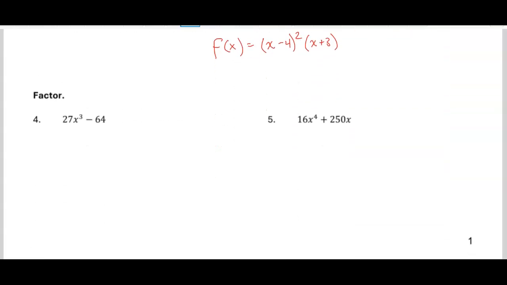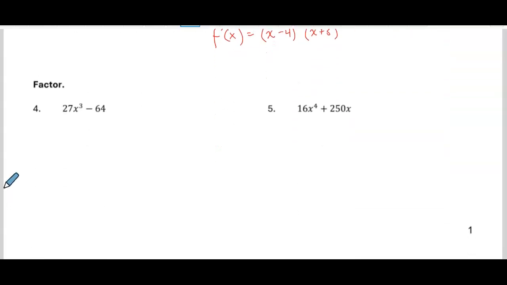All right, let's keep on going here. So we're factoring cubes. And the way we factor cubes is we start with the cube root of each part. So cube root of 27 is 3, cube root of x is x. Carry the minus down, cube root of 64 is 4. So the first binomial factor for cubes is always the cube roots. Then what we do is we work off of this first term and this second term.